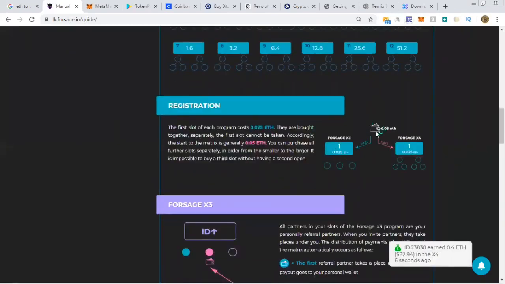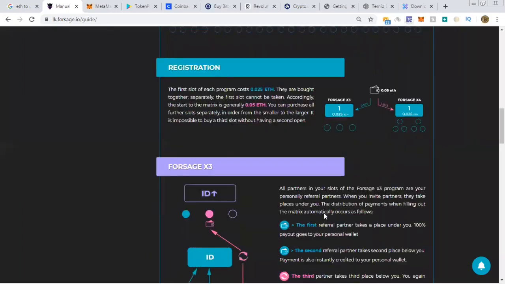And the registration, as you can see, it's 0.05. We already talked about that. You can see here the split. The illustration shows that it is actually split into 0.025 into X3 and 0.025 that goes into X4. And that ultimately is that, right? The registration, we all have to come in the same way.